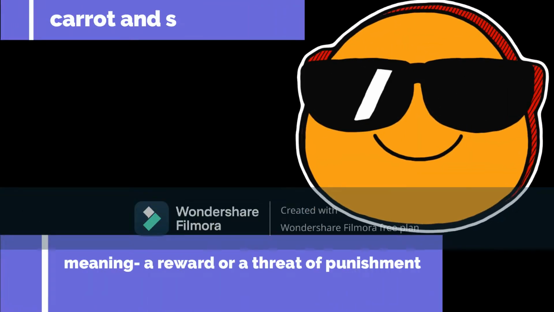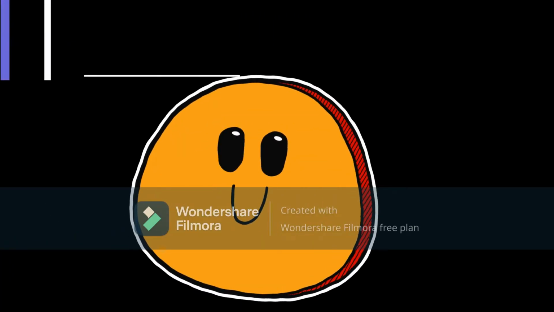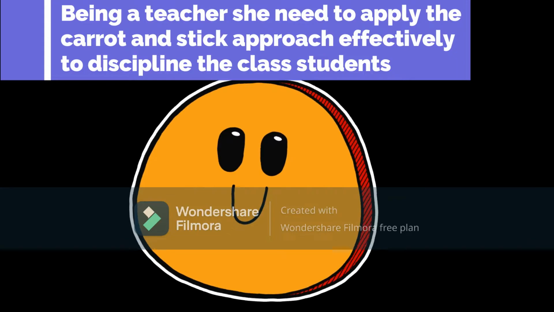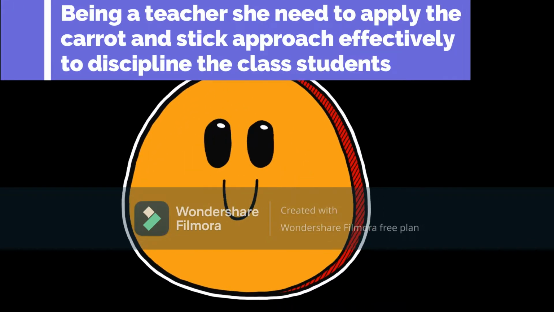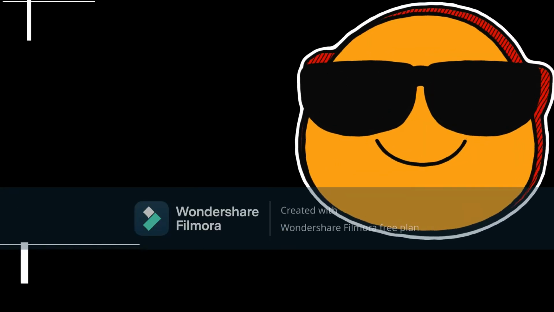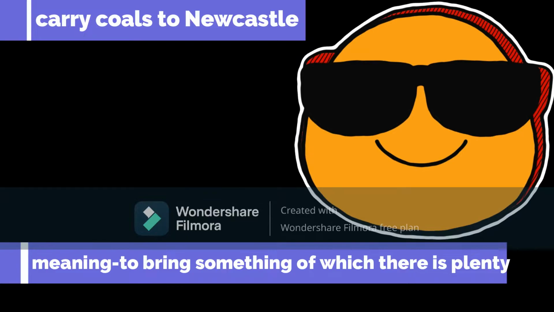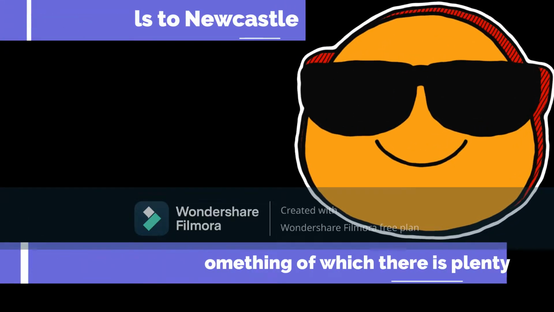Carrot and stick. It means a reward or a threat of punishment at the same time. As a teacher, she needs to apply the carrot and stick approach effectively to discipline the students. Carry coals to Newcastle. It means to bring something of which there is plenty.